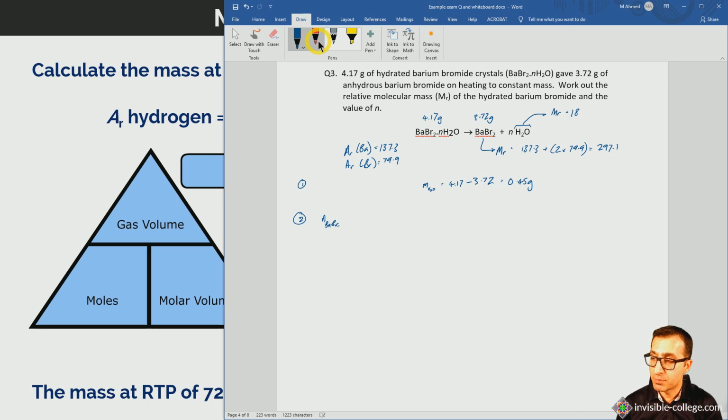Number of moles of anhydrous barium bromide. So this is going to be the mass, 3.72 grams, divided by the relative formula mass of this, which was 297.1 grams. So this gives us 0.0125 moles of barium bromide. Now we also have the mass of water here, and we have the relative formula mass of water, so we can also work out the number of moles of water that we have. So number of moles of H2O is equal to the mass, which is 0.45, divided by the relative mass, which is 18. So the number of moles of water then is 0.025 moles. Now if you think about it, the molar ratio that we saw in the first step of barium bromide to water is 1 to N.